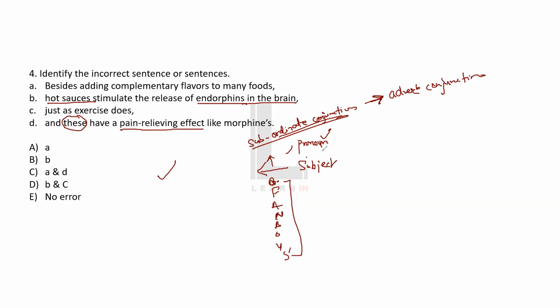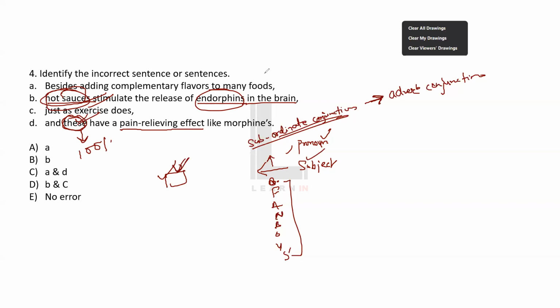Okay, so this subject would be relevant to the subject of the previous sentence. What is the subject of the previous sentence? Hot sauces. So this unambiguously, right, 100% talks about hot sauces rather than endorphins. Understood? समझ आ गया? This is a new rule that you needed to talk about, right?